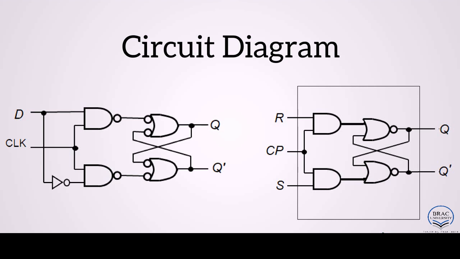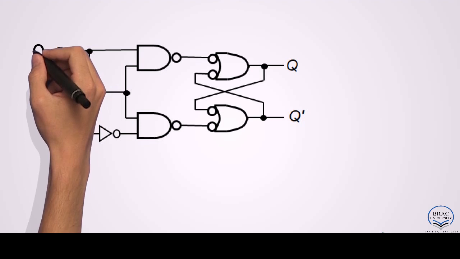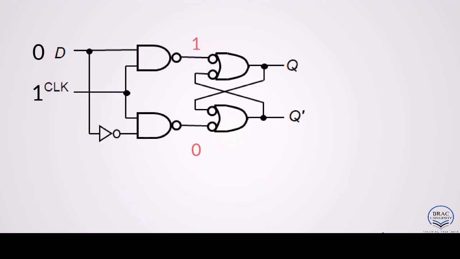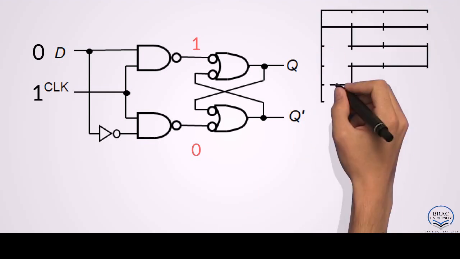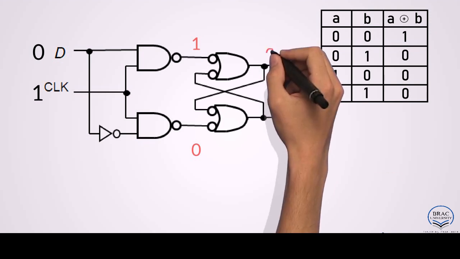So if we just make a slight modification in the input part of the set reset flip-flop, we can create a D flip-flop. Now, if we set the clock as 1 and D equal to 0, then firstly, we will get 1 and 0 from the NAND gates. So one of the inputs for the first NOR gate will become 1. In NOR gate, if any of the inputs become 1, then the output is automatically 0. So in this case, the output of the first NOR gate will become 0.